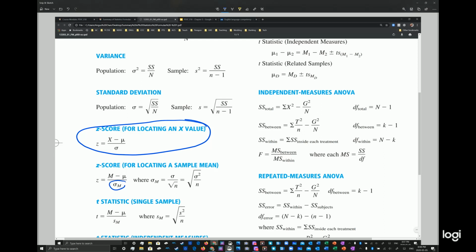Here, the z-score for locating a sample mean, we use the standard error. This is going to be used for a later chapter where we talk about approximating a population distribution using an infinite number of sample distributions, which is called a sampling distribution. And we're going to talk more about this in chapter 7 in this course.